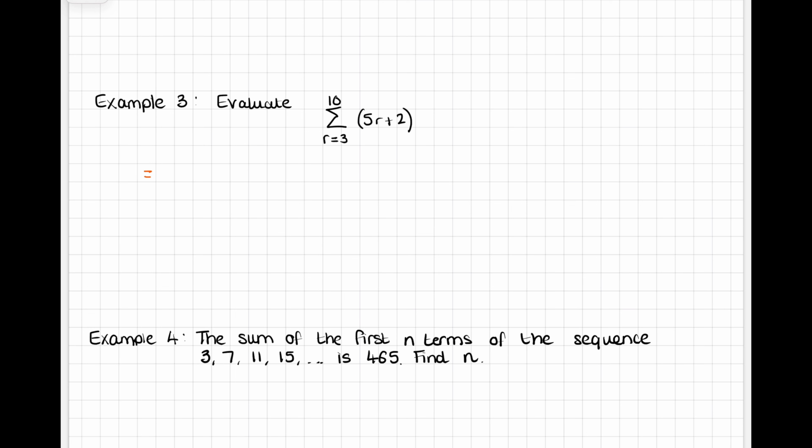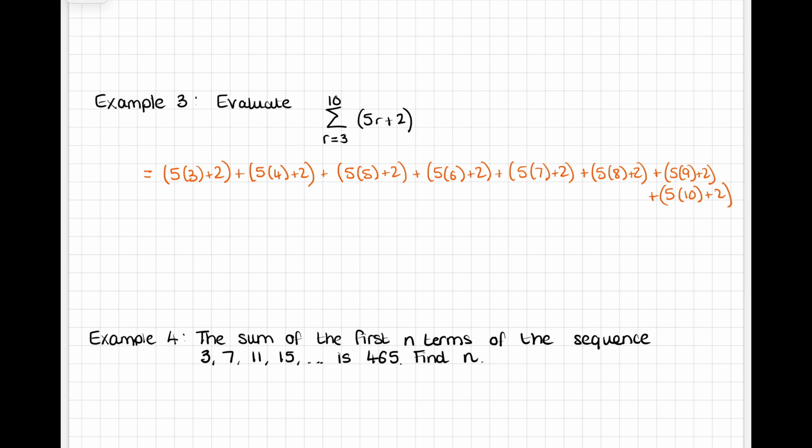So this would equal, we're going to put in first 5, and we're starting at 3, so it'll be 5 times 3 plus 2. And then we're going to add the next one, so 5 times 4 plus 2, plus 5 times 5 plus 2. And I just didn't have quite enough space there, so we'll just put the 10 at the bottom.